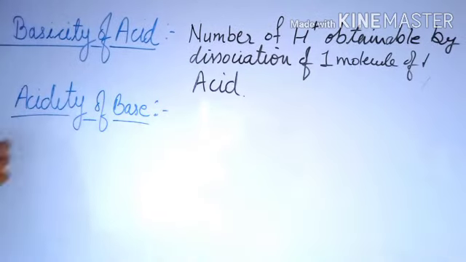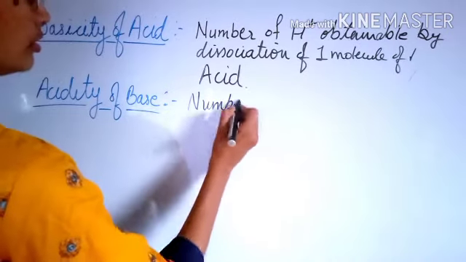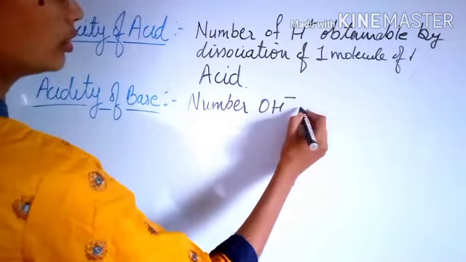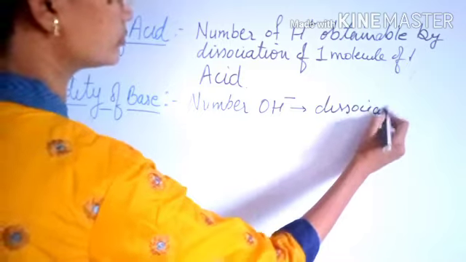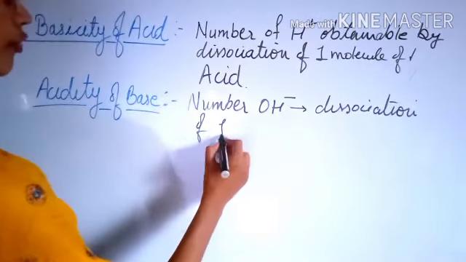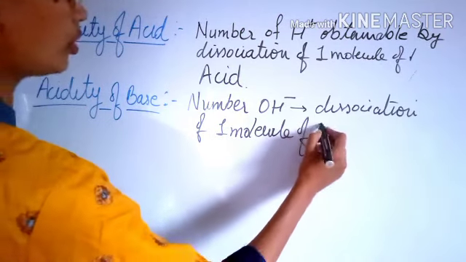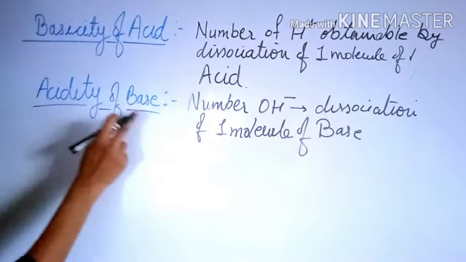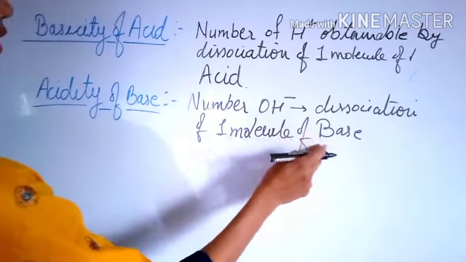Now what is acidity of a base? It is the number of OH ions obtained by dissociation of one molecule of base. So acidity of base is the number of OH ions in the base.